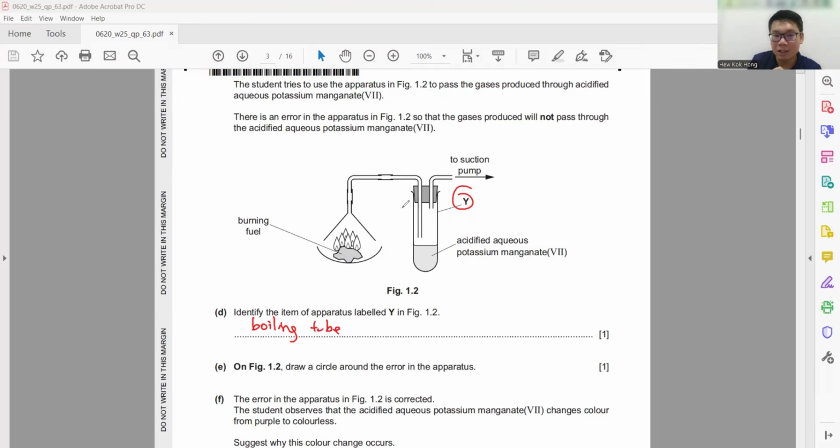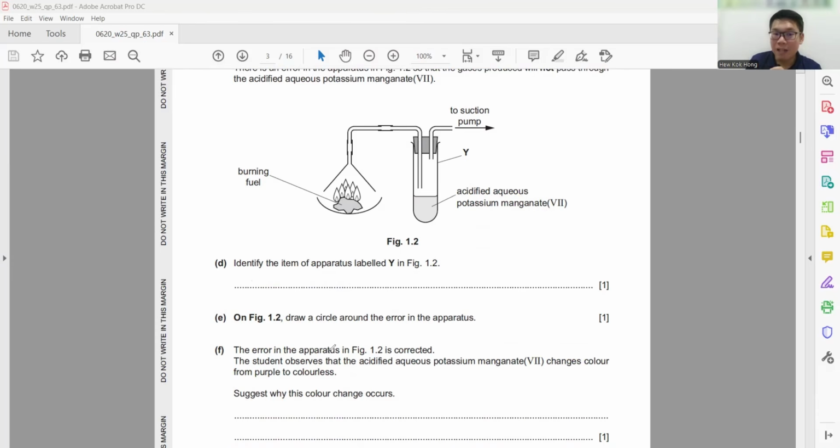If they want to test the gas with potassium manganate(VII), they need to ensure the tube is inside the potassium manganate. So this part is the one that has the error. F. The error in the apparatus in figure 1.2 is corrected. The student observed that aqueous potassium manganate(VII) changed color from purple to colorless. Suggest why this color change occurred.